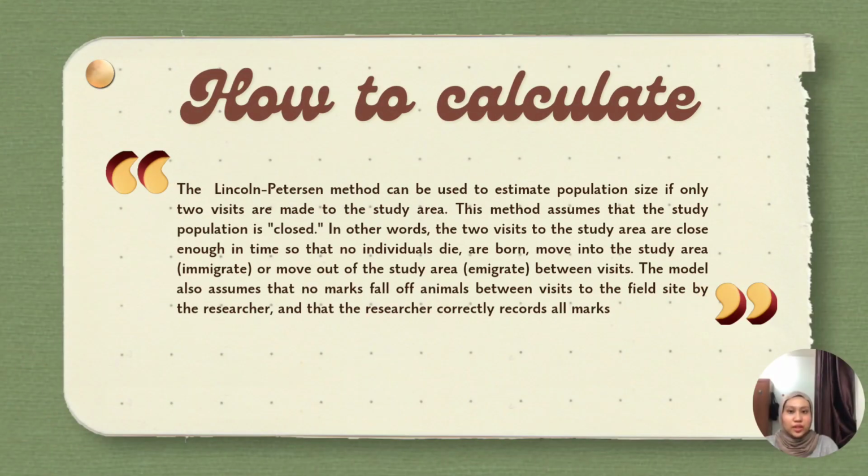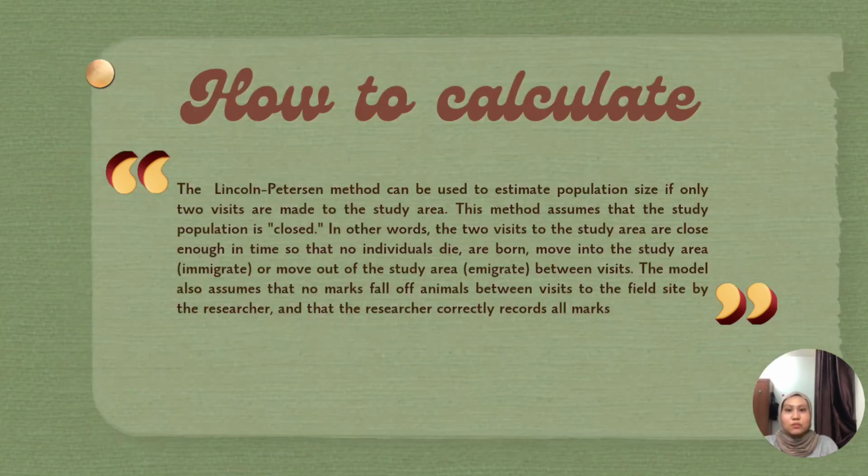Next is how to calculate. The Lincoln-Petersen method can be used to estimate population size if only 2 visits are made to the study area. This method assumes that the study population is closed. In other words, the 2 visits to the study area are close enough in time so that no individuals die, are born, move into the study area, which is immigrate, or move out of the study area, emigrate, between visits. The model also assumes that no marks fall off animals between visits to the field site by the researcher, and that the researcher correctly records all marks.